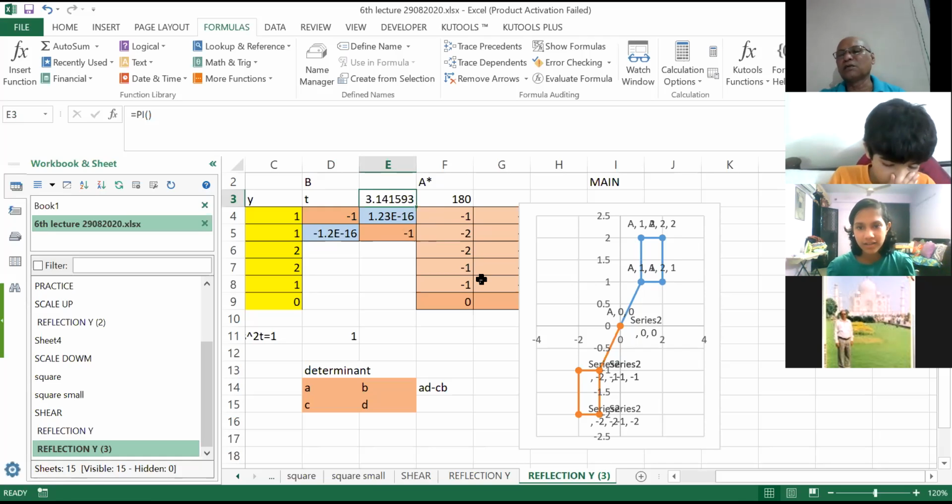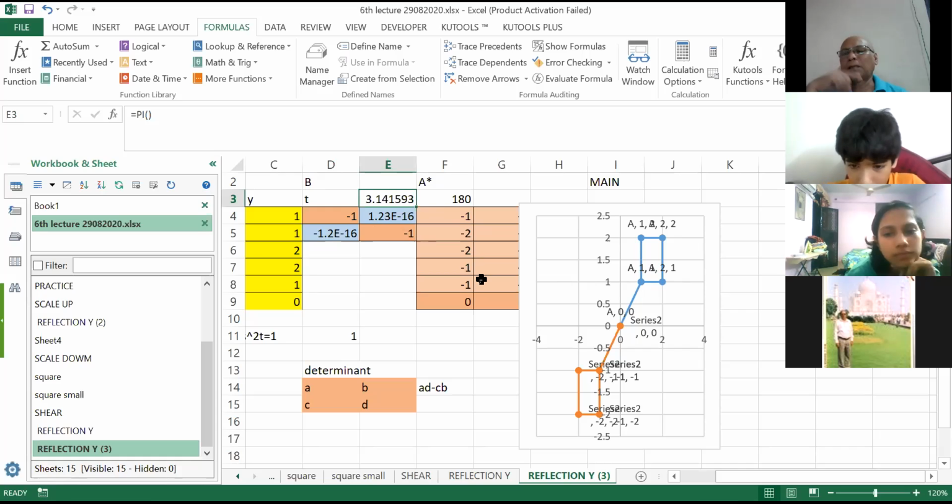Are you getting this figure as my figure? No sir, I'm getting the same values, but I'm not getting the plot here, sir. Okay, I am making you host again, and you show me.